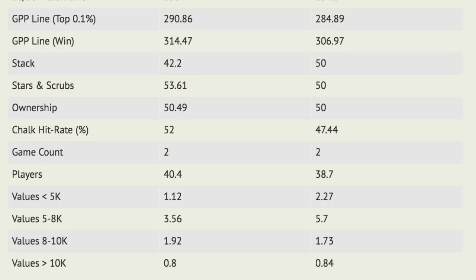The next is stars and scrubs. Stars and scrubs is a formula where it looks at the concentration of the lineup.